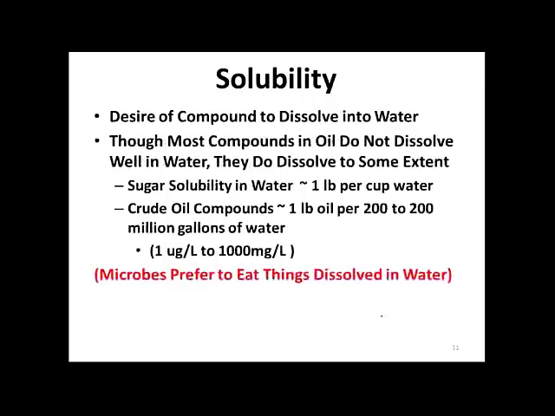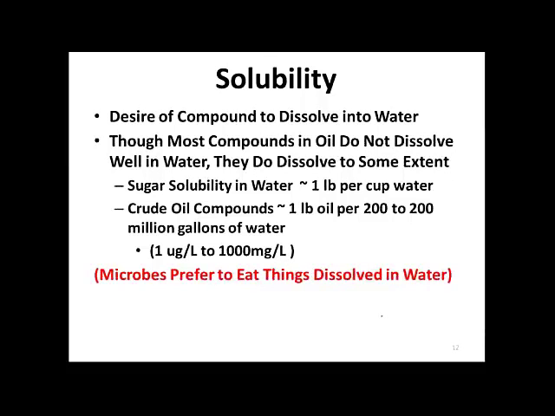Now that's going to also turn out to be important later on when we talk about biodegradation, because oil and water are not going to mix that well. So we're going to have a layer of oil, and it's going to be hard for the microbes to access it. Another important characteristic that we talked about last time was the solubility. And remember, we said that the solubility of a compound within an oil is going to be telling us about that compound's ability to dissolve into water, to actually go into the water and be soluble in the water. And we said that most of the compounds in oil don't dissolve well in water, but they do dissolve to a small extent. So I gave you an example last time. I said, for example, if we look at sugar, you can have about 1 pound of sugar dissolved in a cup of water.